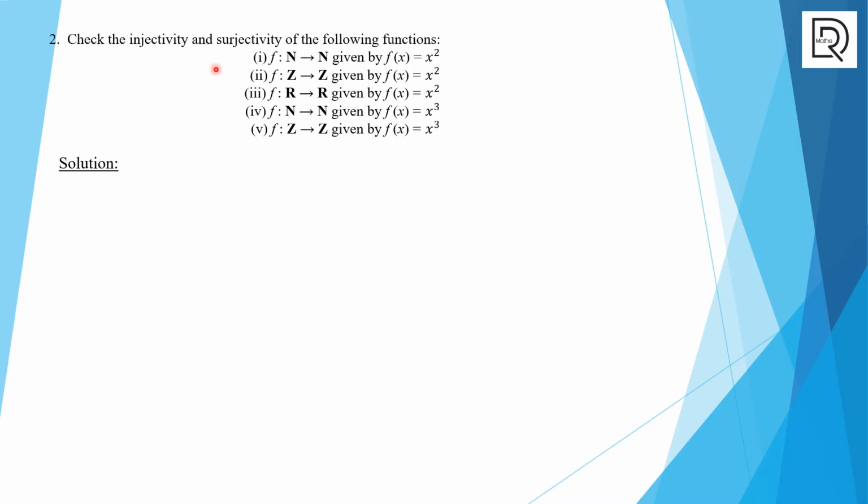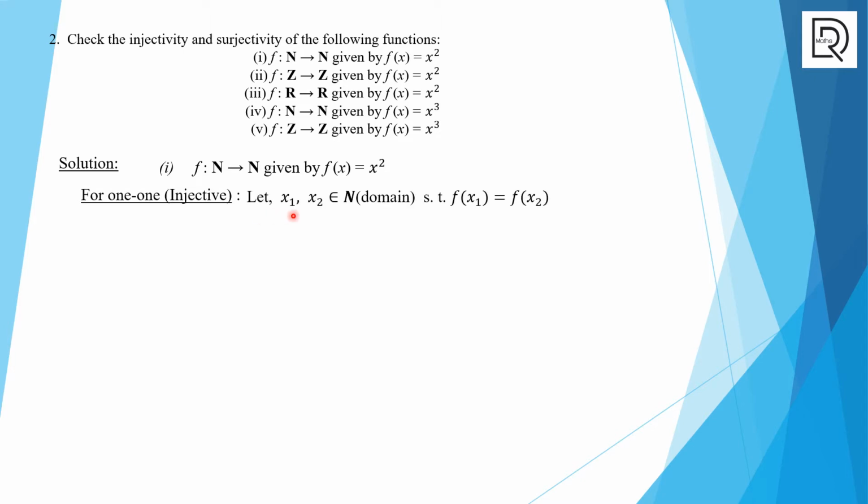Now question number 2. Here we need to check injectivity and surjectivity of these functions. So here the given function is f from N to N given by f of x equal x square. So for one-one, let x1, x2 belongs to N domain such that f of x1 equal f of x2. So this implies x1 square equal x2 square. So this implies x1 equal plus minus x2. Therefore x1 and x2 are not always equal. So therefore f is not one-one.